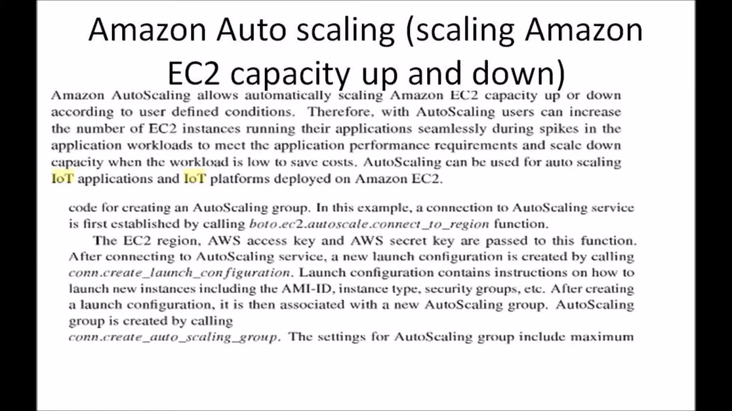The next step, after you create the launch configuration, is to associate with the auto scaling group. For that, the auto scaling group has to be created by calling a function called create scaling group. So this is the overall idea of how the instance gets connected onto the auto scaling cloud.